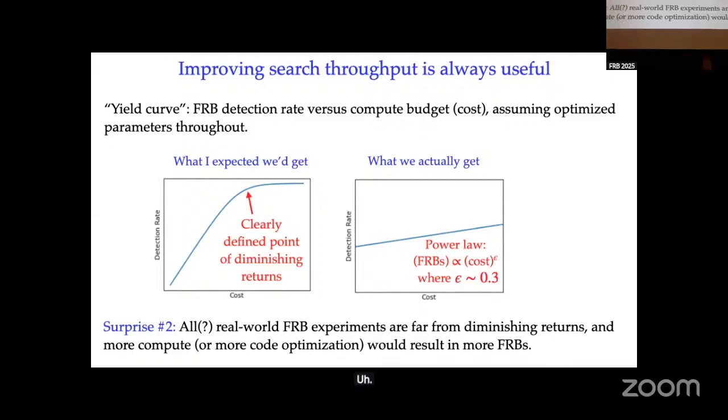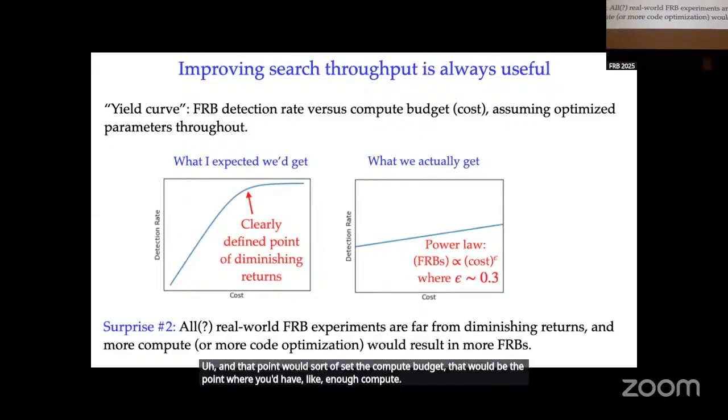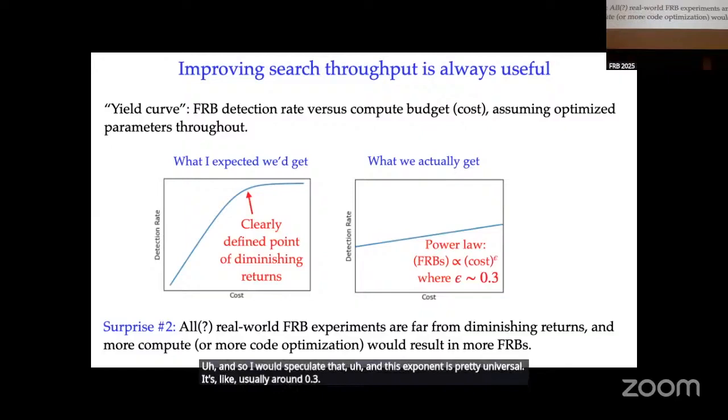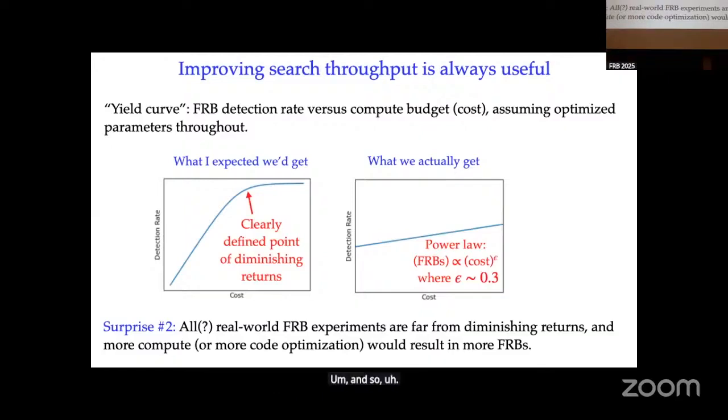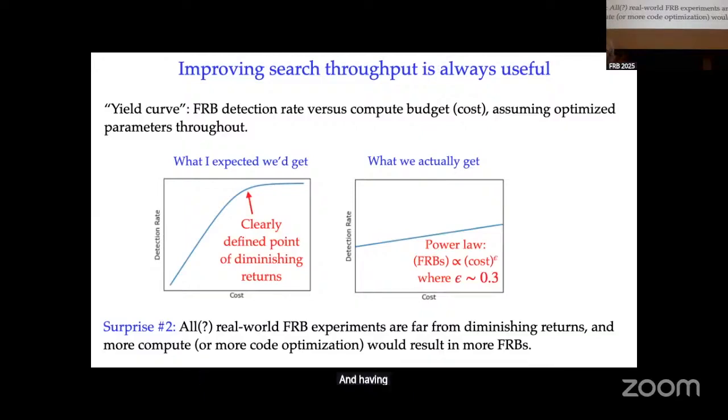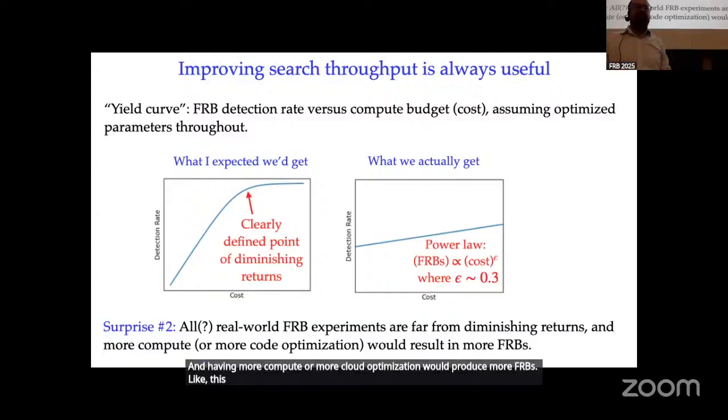And that point would sort of set the compute budget. That would be the point where you have enough compute. But what we actually see is more like a scale-free power law. And I would speculate that this exponent is pretty universal. It's usually around 0.3. And so I would speculate that all real-world FRB experiments are far from diminishing returns, and having more compute or more code optimization would produce more FRBs. This is definitely true in CHIME.